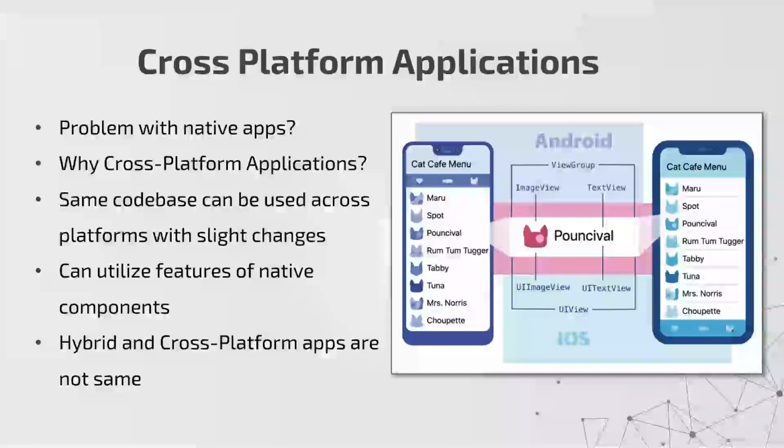So what is the problem with native applications? Native means Java for the Android application, and Swift for the iOS applications. So what is the exact problem with this? Why can't we have native applications? Why do we need cross-platform applications?